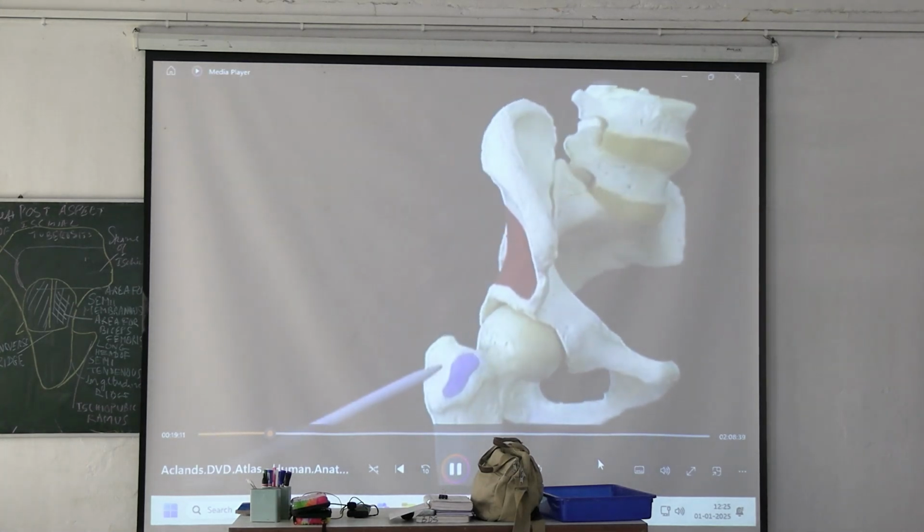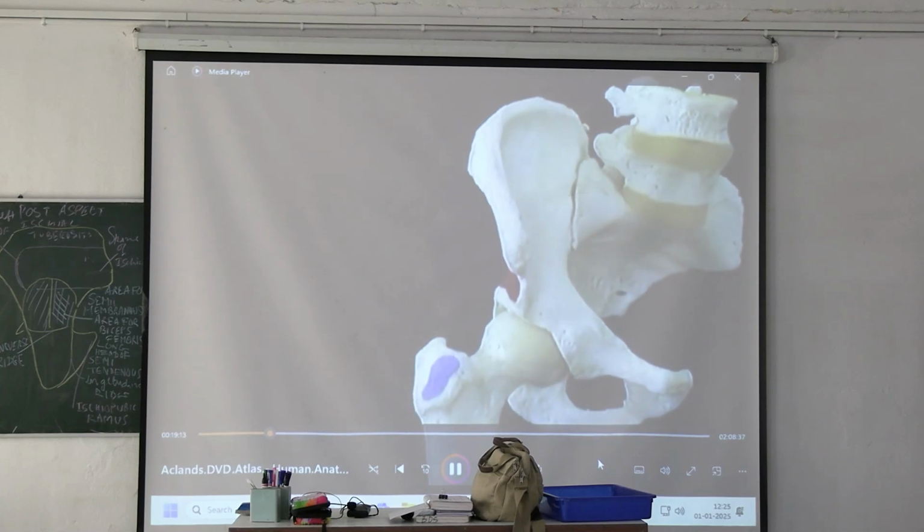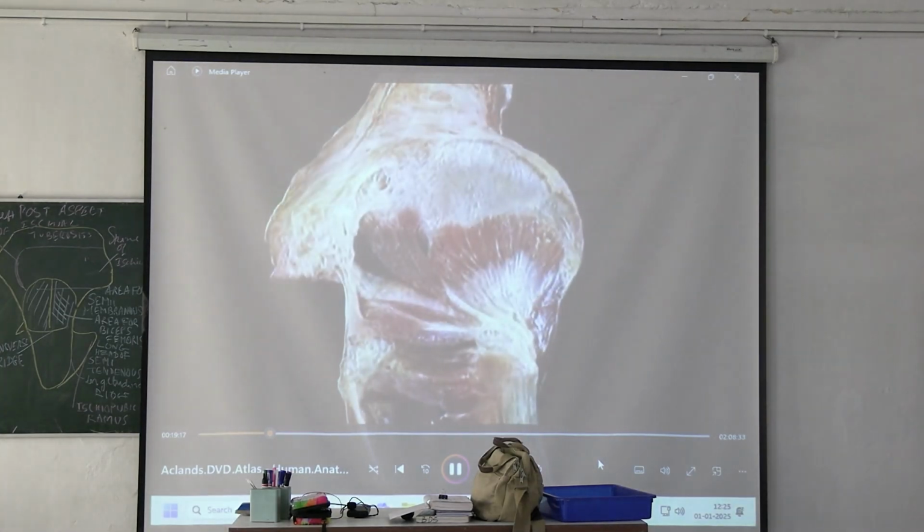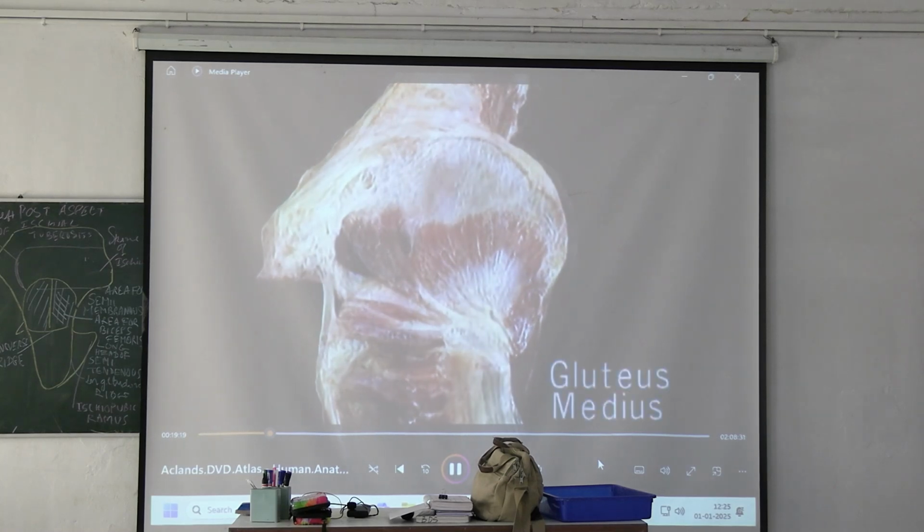Gluteus maximus arises from this part of the wing. It's inserted here on the front of the greater trochanter. Overlying gluteus maximus is gluteus medius.